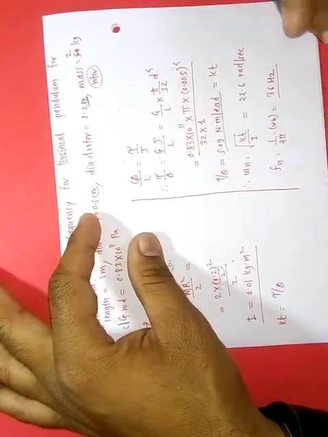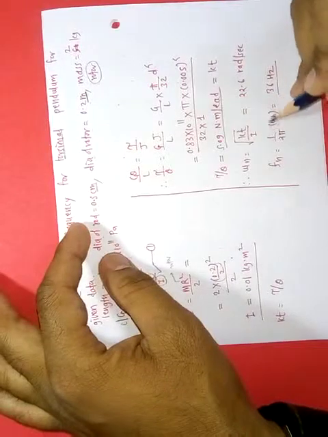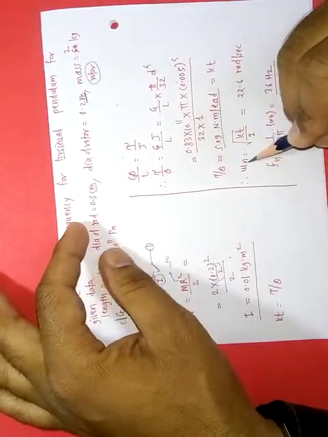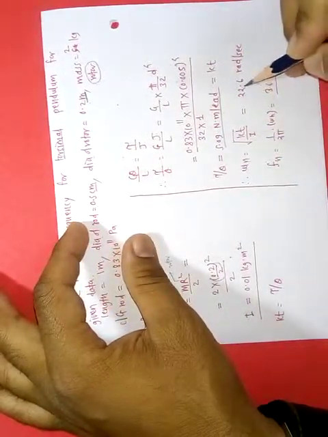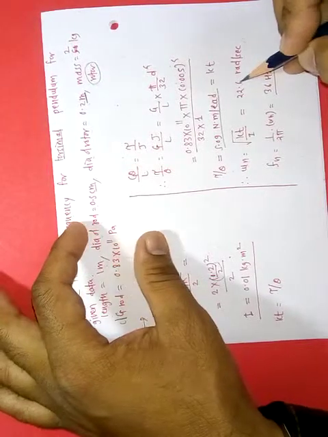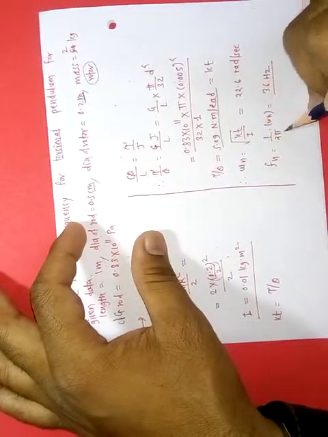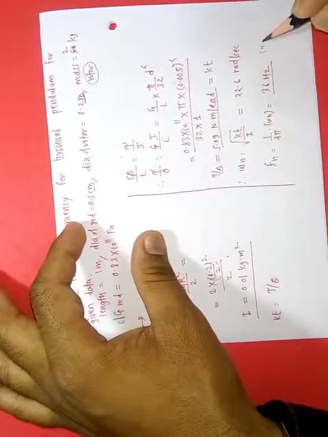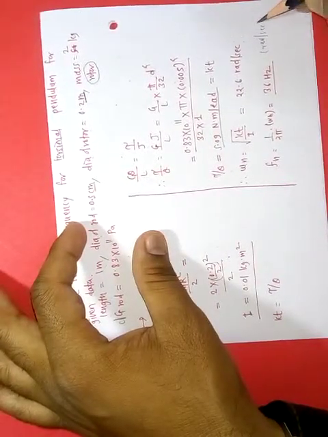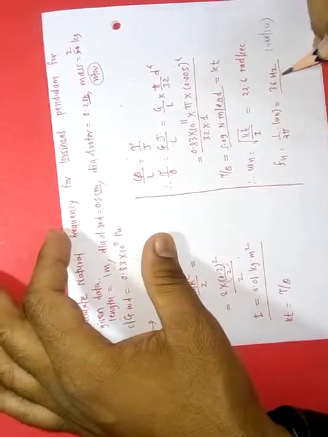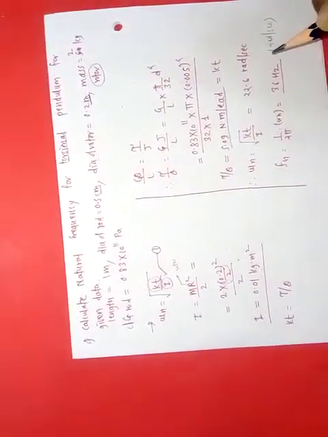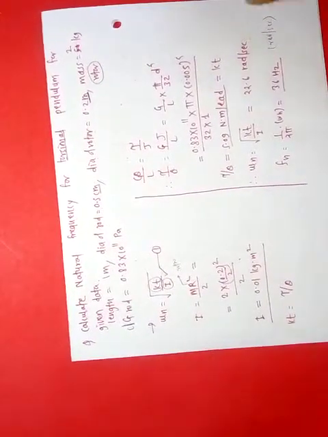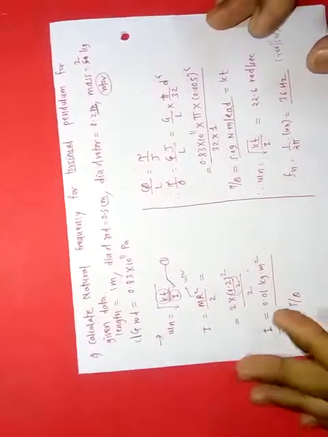This is kt. Putting these values, we directly get the natural frequency in radian per second as 229.6, and divided by 2 pi, you get the frequency in hertz, that is revolutions per second, 36 revolutions per second. So these are two numericals we have seen using the formulas.